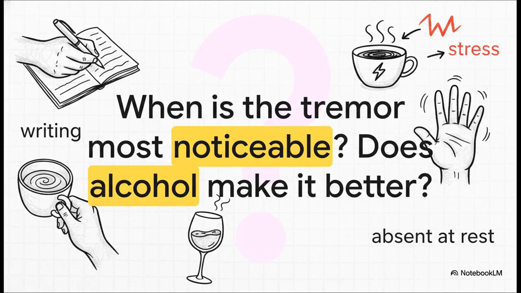Essential tremor is an action tremor, so you need to ask when it's at its worst. Is it when they're writing, drinking a coffee? And what about relieving factors? The classic story is that a small amount of alcohol makes it better, while stress or caffeine makes it worse. And of course, it should be gone completely at rest.